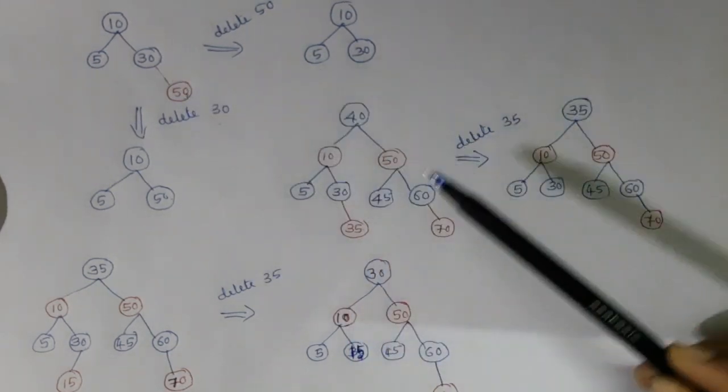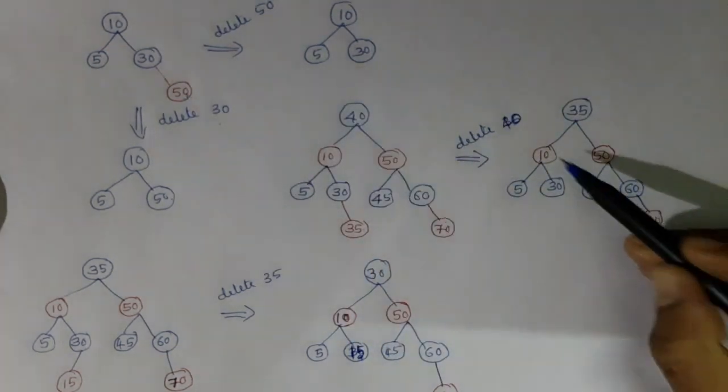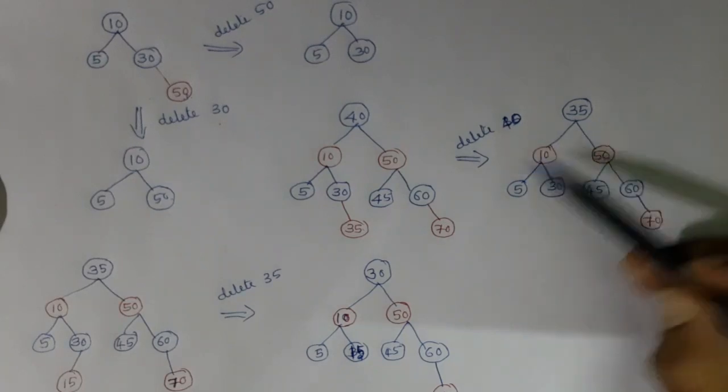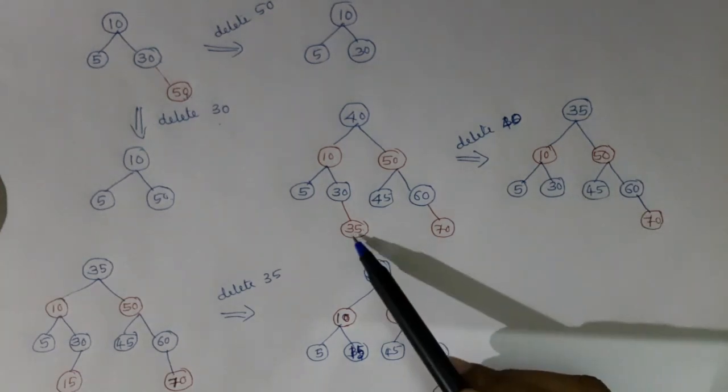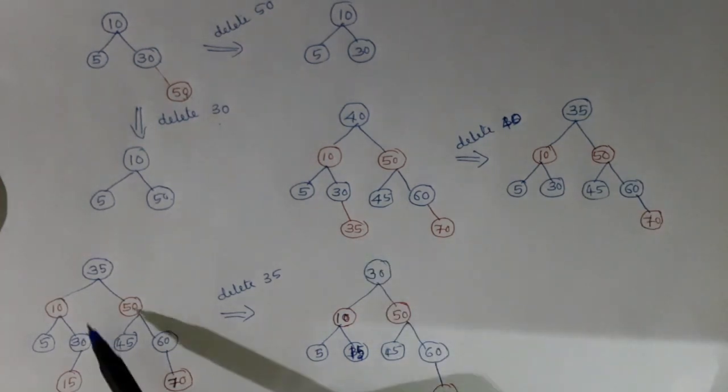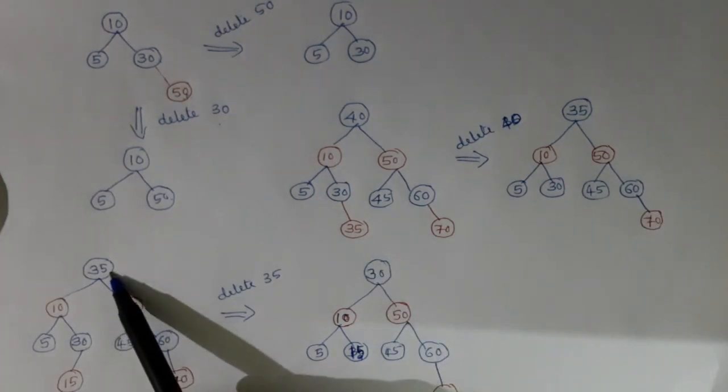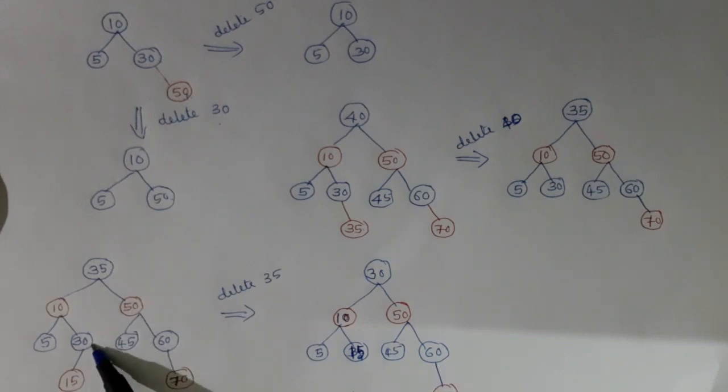Leaf node 50. In this example also, delete 40. 40 is replaced by 35, and finally 35 is a red node. Here also our aim is to delete 35. 35 is replaced by 30. Then 30 is replaced by 15. Finally we delete the red node 15.